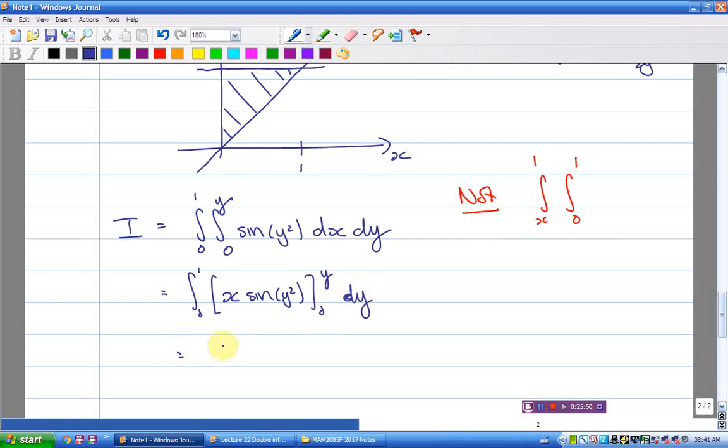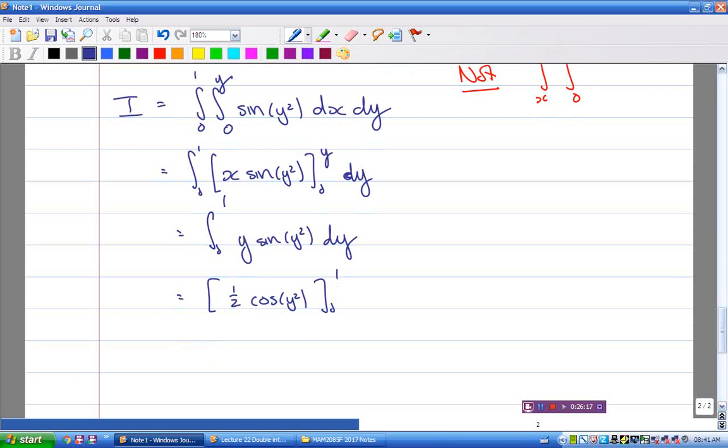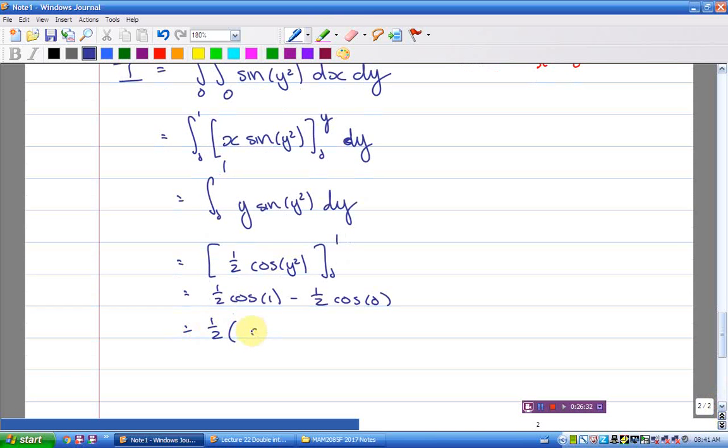Equals, and then those get substituted into the x, so that's y sine y squared, dy. Now I can integrate that, because now that I have the y sitting in front of the sine, chain rule is taken care of. So I ask myself, what did I differentiate with respect to y to get y sine y squared? And the answer is 1/2 cos y squared. So that will be 1/2 cos 1 minus 1/2 cos 0. Cos of 0 is 1, so that's just 1/2 cos 1 minus 1.